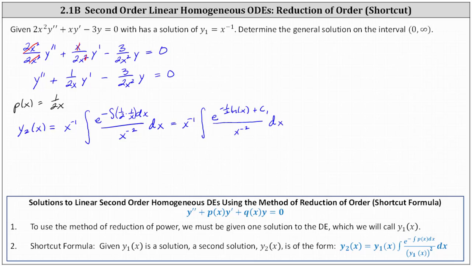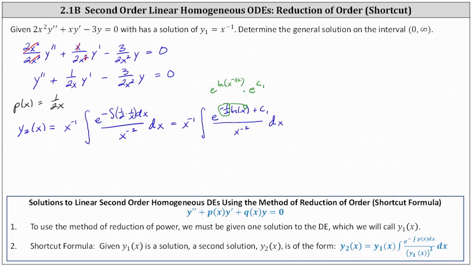Now let's work on simplifying the numerator. Let's first apply the power property of logs by moving the negative 1/2 to the position of the exponent on x, which gives us e raised to the power of natural log x to the power of negative 1/2, and then we'd have times e to the power of c sub 1, which is just some constant. So e to the power of natural log x to the power of negative 1/2 simplifies to x to the power of negative 1/2, and e to the power of c sub 1 is some constant which we'll call c sub 2.